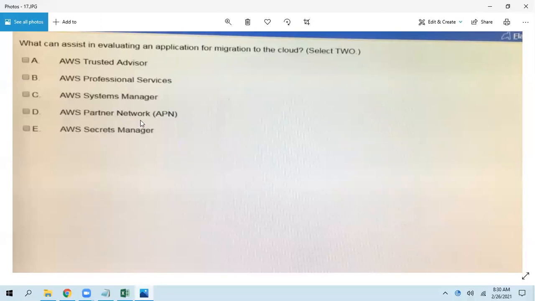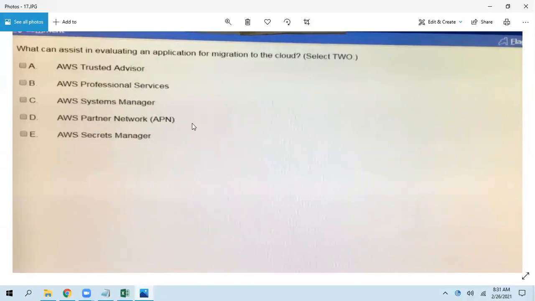So we have some APNs for migration services. You can take help of those APN companies. Otherwise, Amazon has its own team. It's AWS Professional Services.